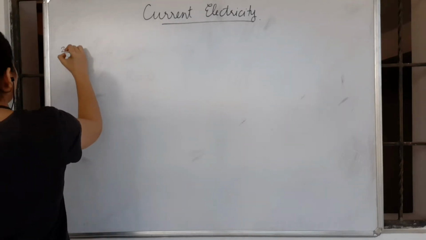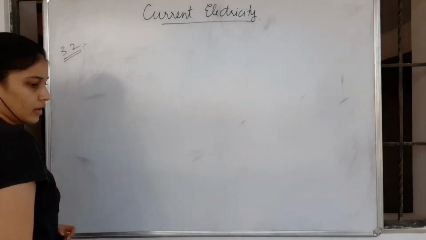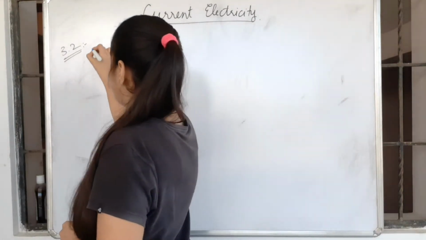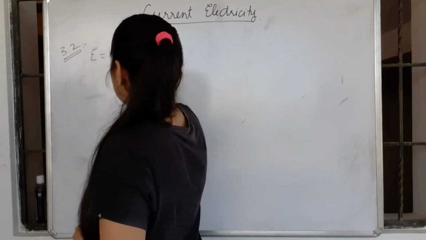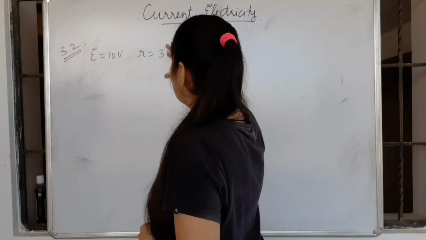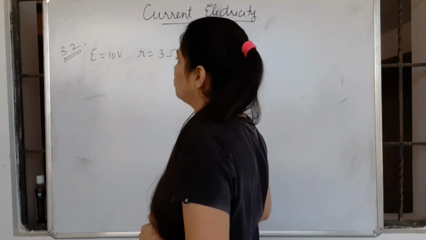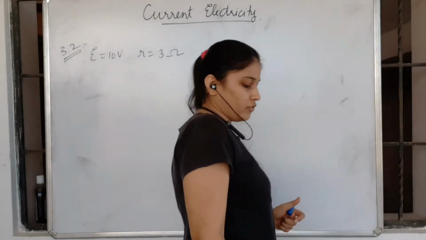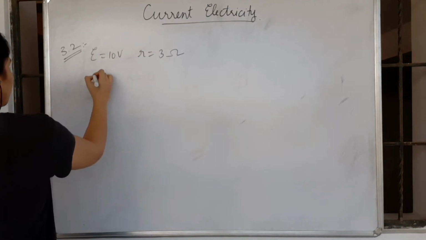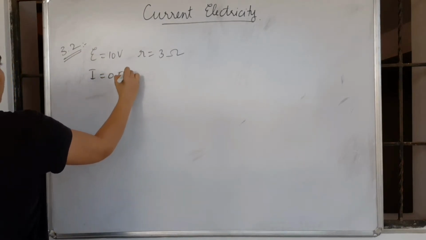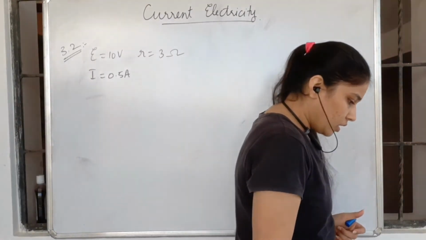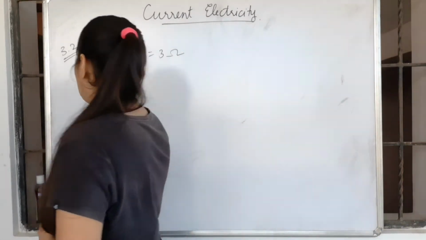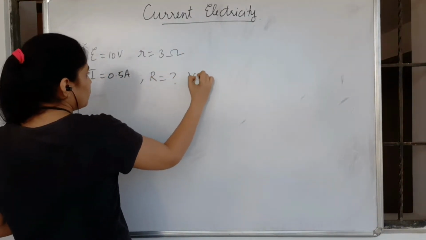Second question, 3.2. It states that a battery of EMF 10 volt and internal resistance 3 ohm is connected across a resistor. So the EMF is equal to 10 volt and internal resistance is 3 ohm. If the current in the circuit is 0.5 ampere, what is the resistance of the resistor and what is the terminal voltage of the battery when the circuit is closed? So they are asking for capital R and V.